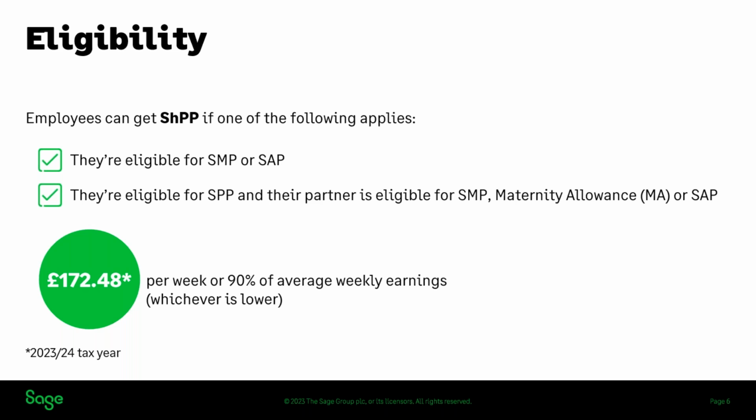In terms of rate of pay, it's the standard rate of £172.48 per week. That's for the 2023 to 24 tax year, or 90% of average weekly earnings, whichever is lower. So that's the same rates as you'd get for paternity pay and the standard rate of maternity and adoption.